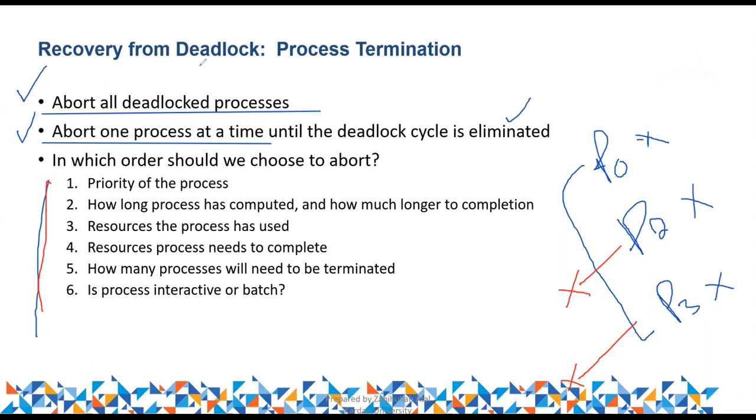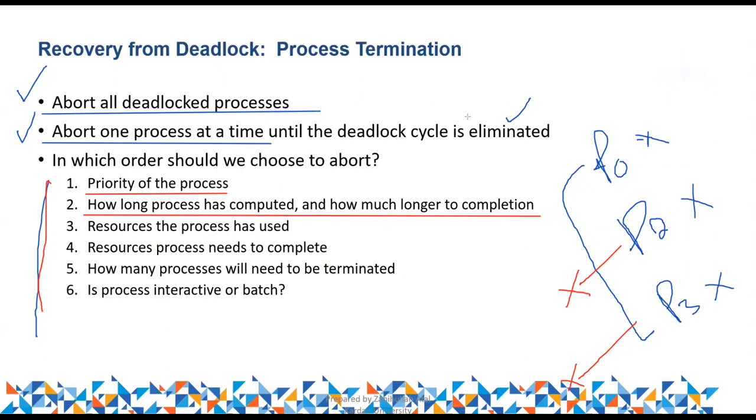The first is the priority of the process. So check the priority of the processes, find the low priority process in this list and abort that. Second, how long the process has computed and how much longer to completion. See the process waiting time and the process's next CPU burst time.